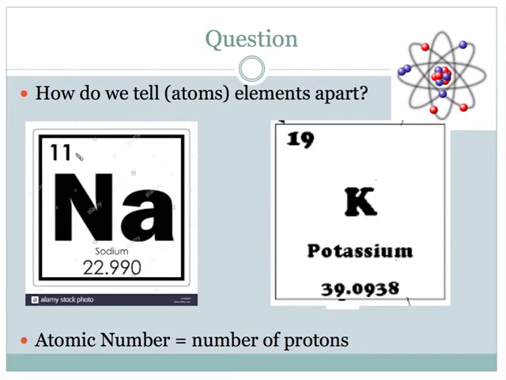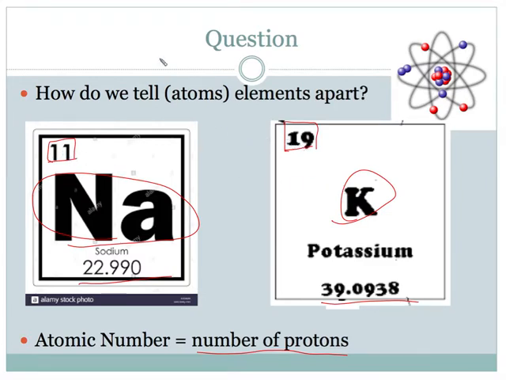All right. Now, how do we tell atoms apart? What is the difference between sodium and potassium? Other than the letters here, because we assign those, that's not a big deal. What else is different? You'll notice there are 2 other numbers. I have 11 and 19 up top, and I have 22.99 and 39.0938 on bottom. The one that we're going to concern ourselves with is this number up top, which is known as the atomic number, and this number is equal to the number of protons in the nucleus of that atom. So sodium has 11 protons. Potassium has 19 protons, and that's how we differentiate between the two.